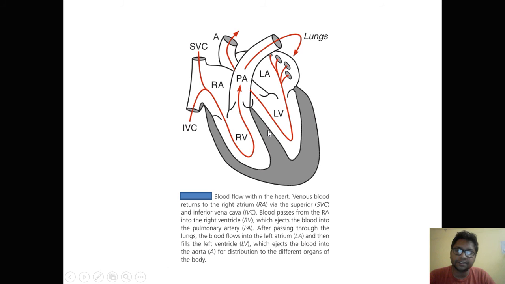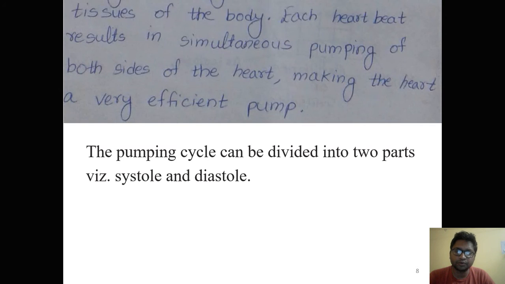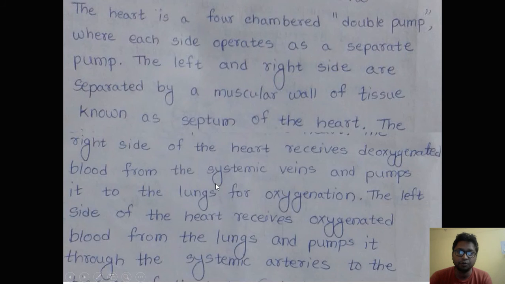So basically you can say that the heart is doing a pumping action, that is it is pumping the oxygenated blood to the various organs and deoxygenated blood to the lungs. So we can divide the pumping cycle into two parts, that is systole and diastole.